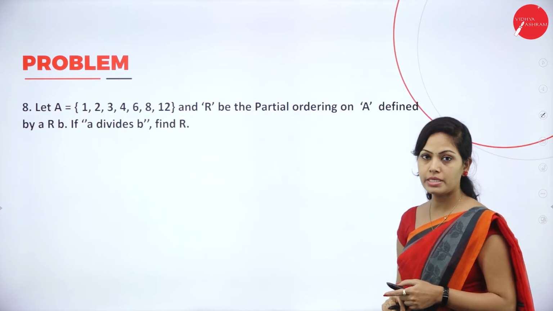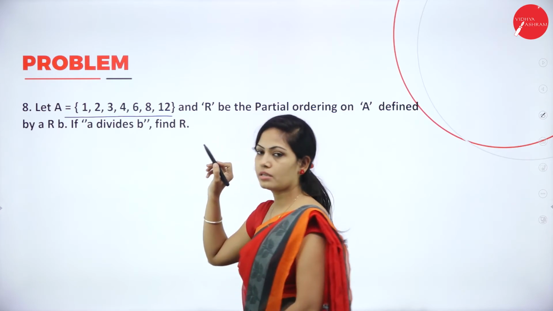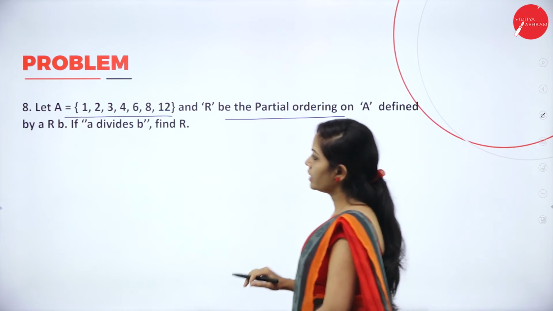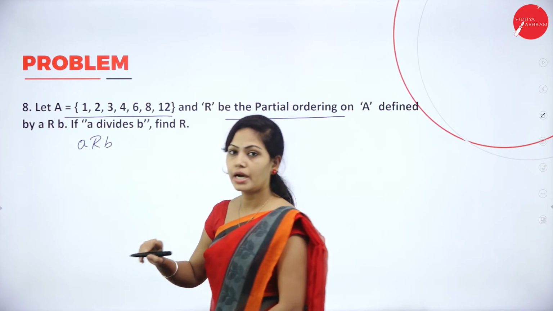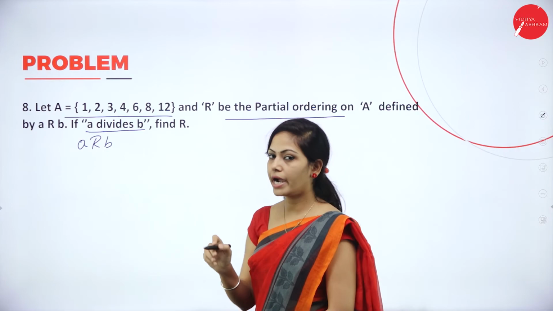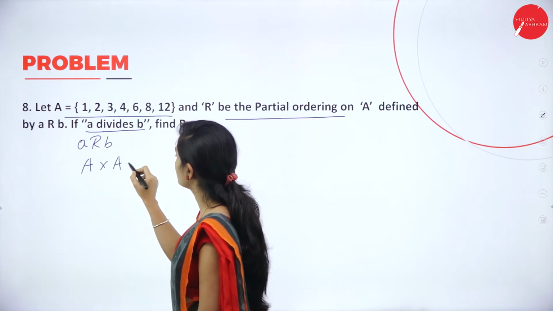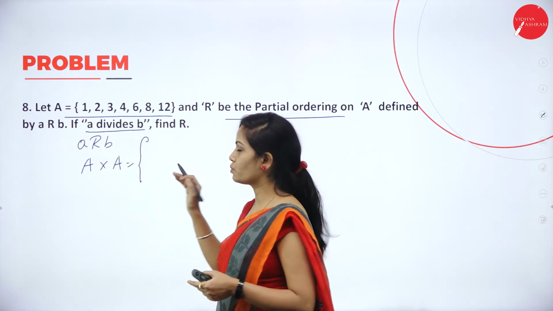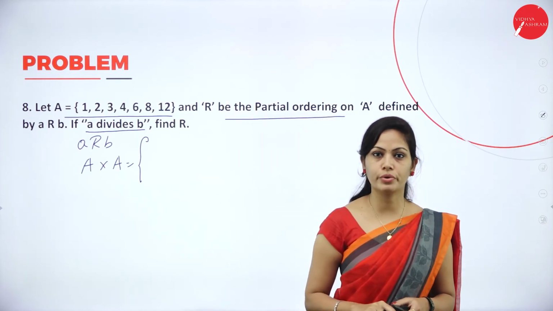And the last problem is, let A is equal to {1, 2, 3, 4, 6, 8, 12} and R be the partial ordering on A defined by a R b, where a divides b. Find R. So, first find out A cross A. The a value divides the b value. It is a very important question. You can expect this type of question in your examination.